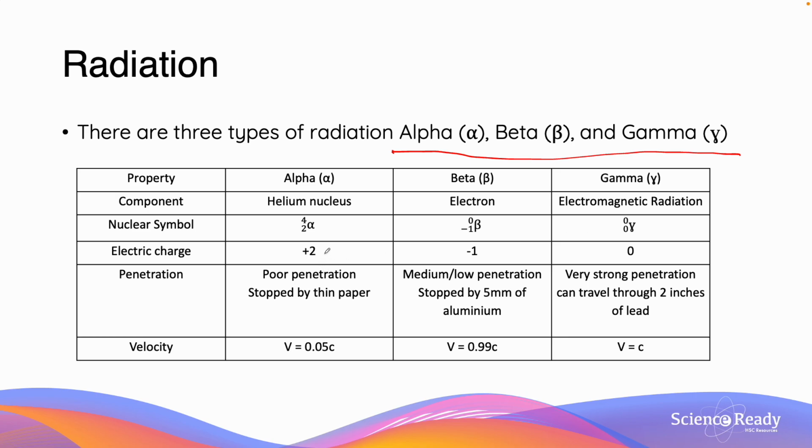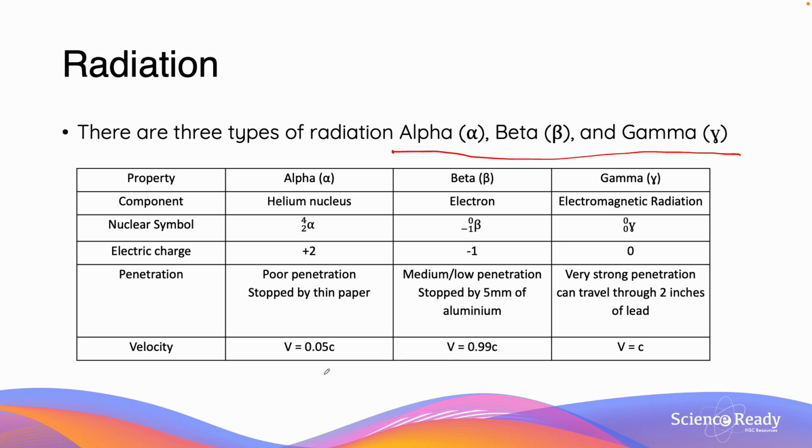The charges given for alpha are +2, -1 for beta, and 0 for gamma. Poor penetration for alpha radiation, being stopped by thin paper, medium penetration for beta, and high penetration for gamma. The ability for gamma radiation to be highly penetrative means that it's ideal for things like medical imaging or cancer treatment, where it's able to go through flesh and bone.